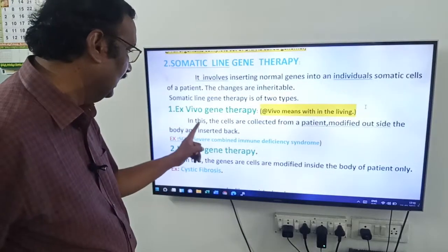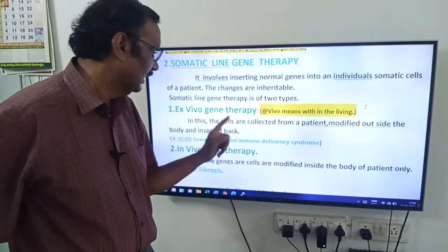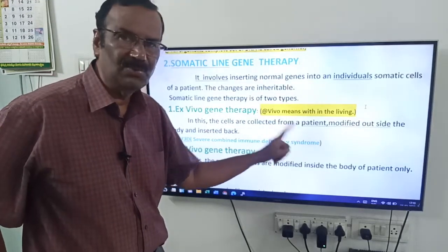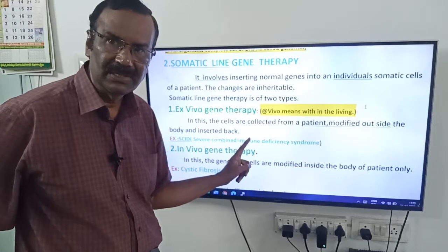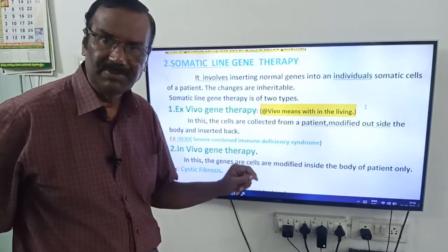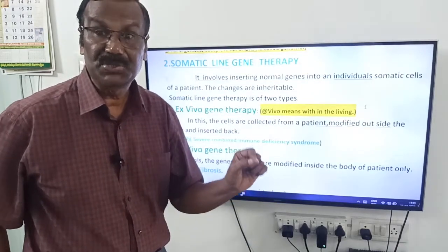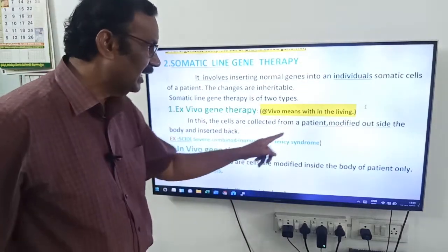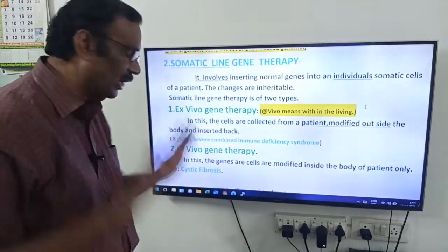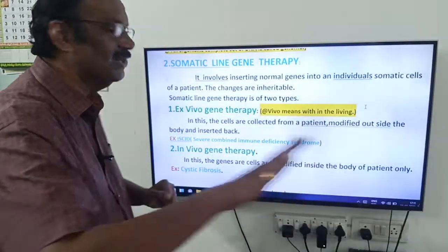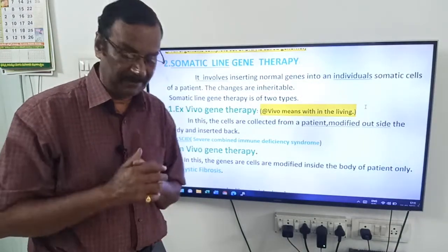See friends, in ex vivo gene therapy, the cells are collected from a patient. What are those cells, friends? Defective cells or missing cells. Cells with defective genes or cells with missing genes. The cells are collected from a patient, modified outside the body and inserted once again into that patient, inserted back. That is ex vivo gene therapy.